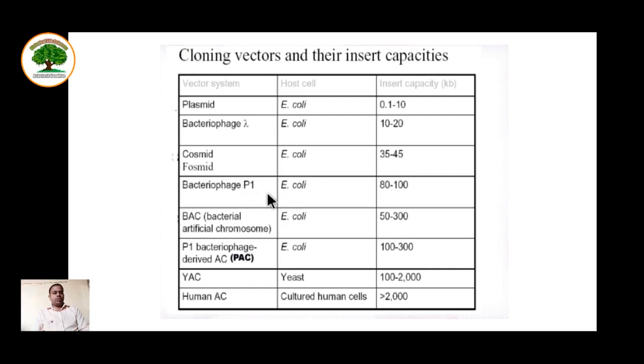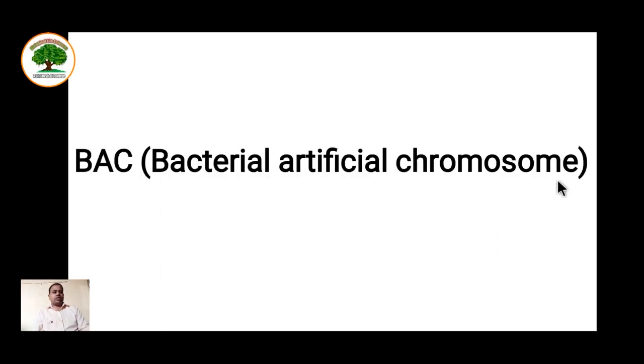In bacteriophage P1, it is 80 to 100 kb, whereas in bacterial artificial chromosome, it can be 50 to 300 kb. It can be increased also to a greater length. In P1 bacteriophage, it is from 100 to 300 kbs. In YAC, it is 100 to 2000 kbs, and in human artificial chromosome, it's less than 2000 kbs. So let's begin.